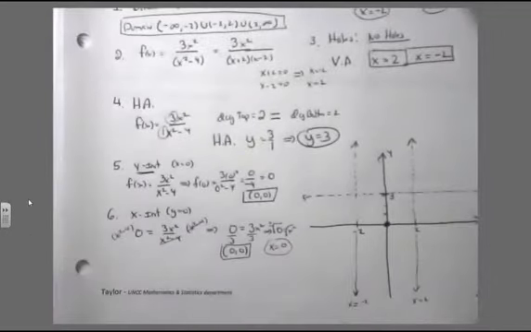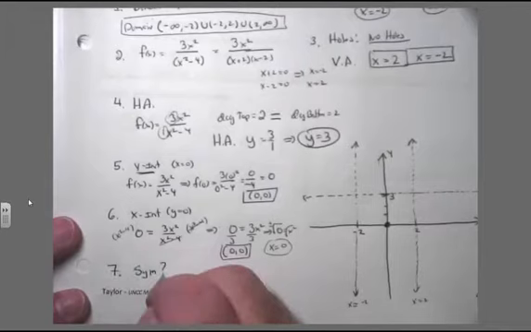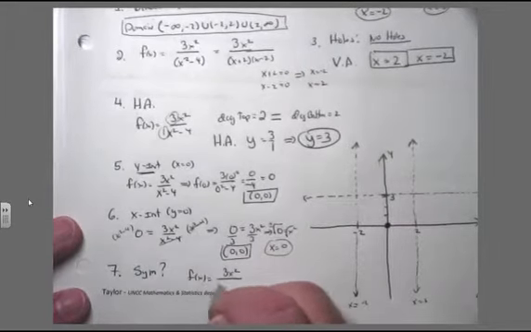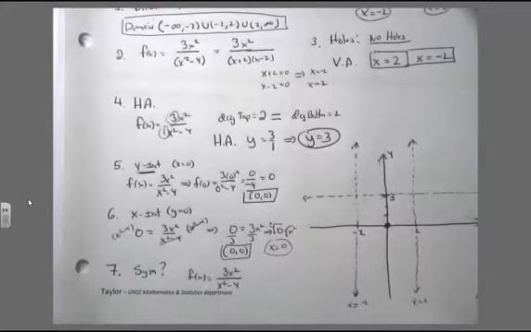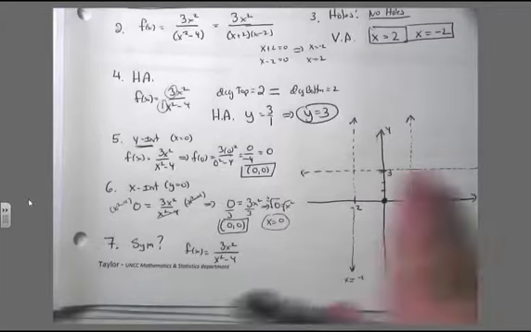Now, number 7 says about symmetry, if you had any. f of x is equal to 3x squared divided by x squared minus 4. 3x squared is even. x squared minus 4 is even. Even divided by even, it's even. This is an even function, or symmetric with respect to the y-axis.